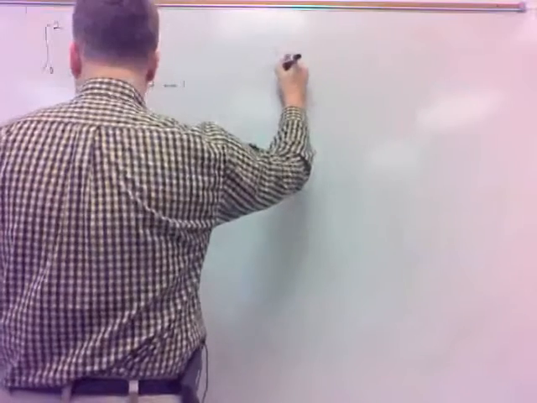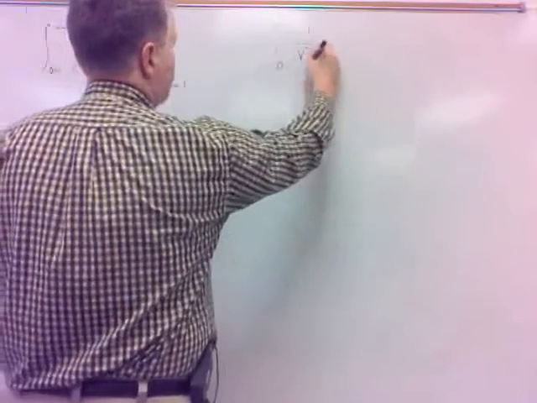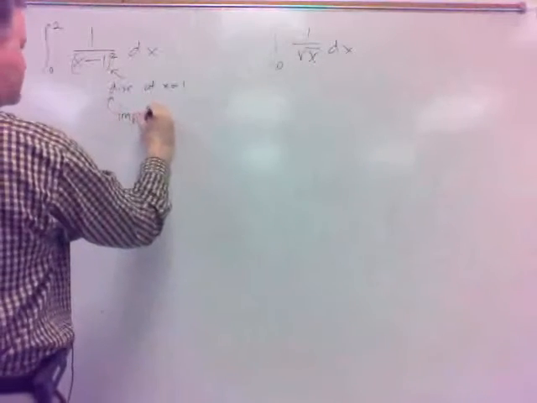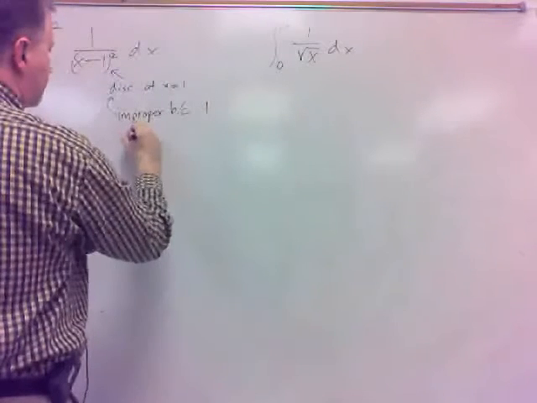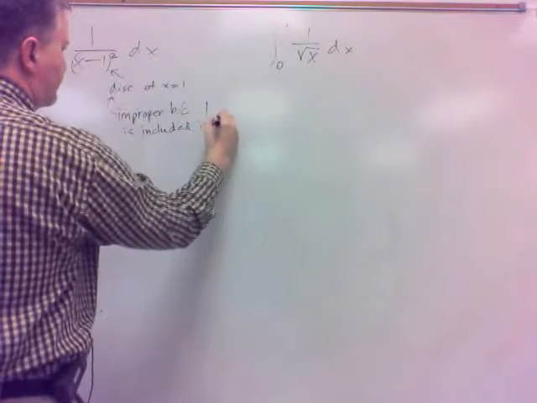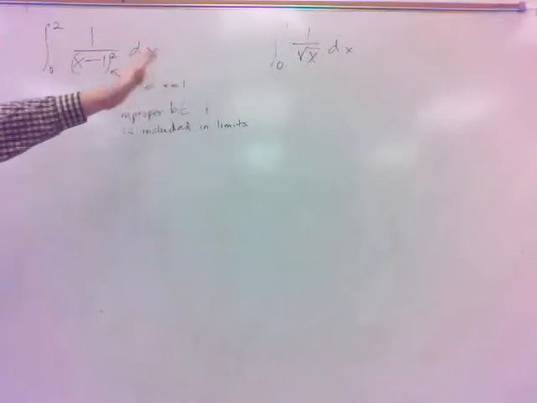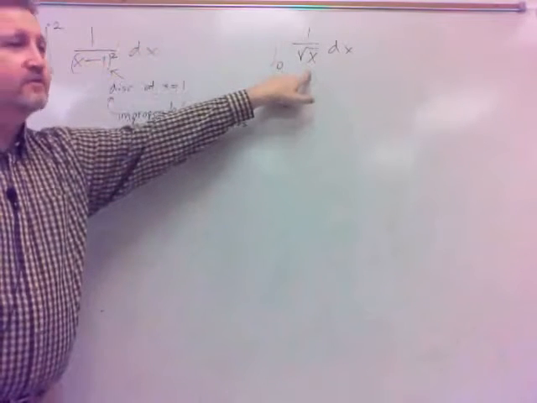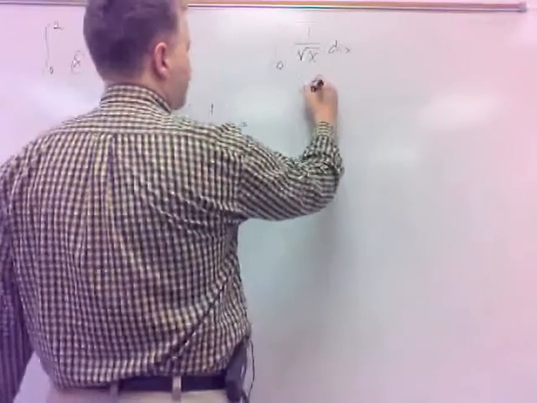Sometimes though, what about this one? Why is this one improper? So this one's improper because 1 is included in the limits, and it's undefined at 1. Same thing here, isn't it? Except it's not in the middle of it. 0 to 1, we're including 0, which the function is undefined at 0, isn't it? Yeah. Improper because 0 is included.